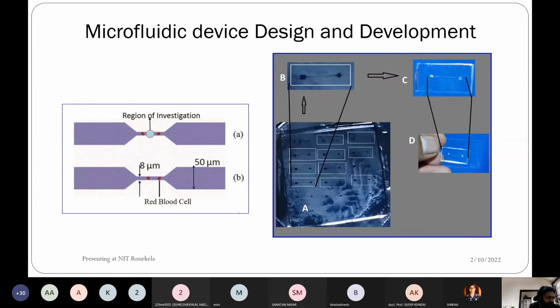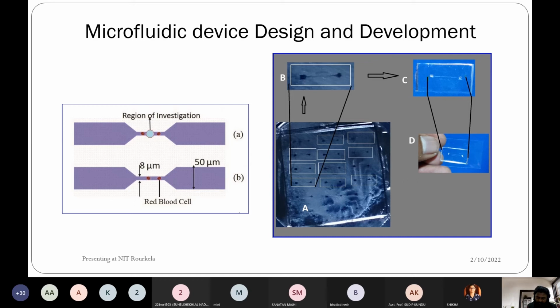Let me check what time we have. Okay, it's almost done, so maybe I'll quickly wrap up. The design and development of the microfluidic device involves various steps. Initially, you need to design the mask through AutoCAD, and then once the mask is prepared, you use that mask to fabricate the master.